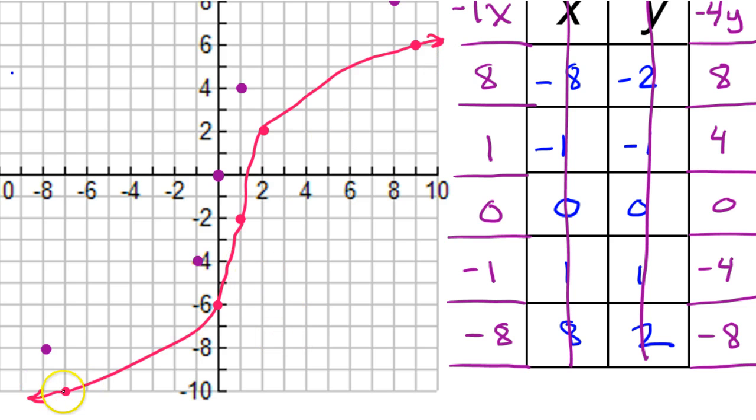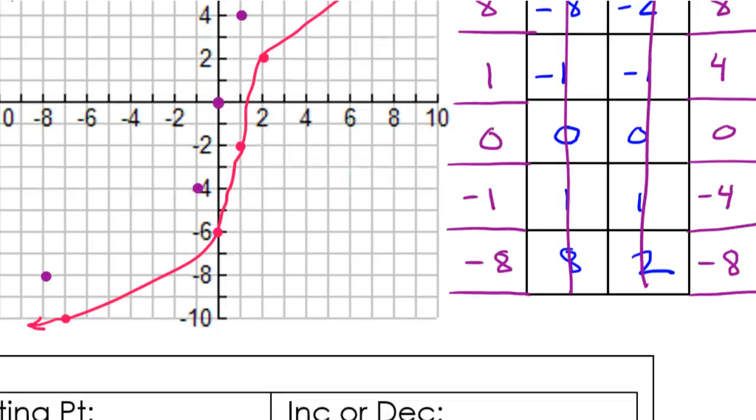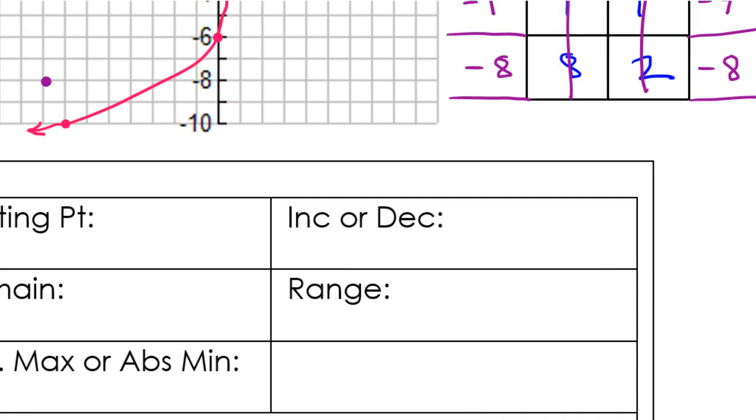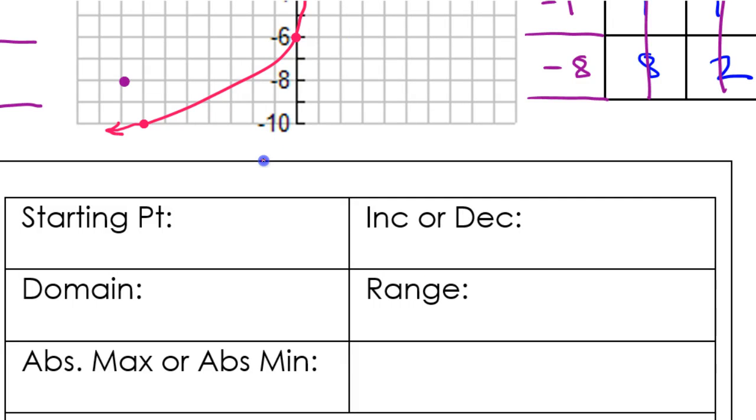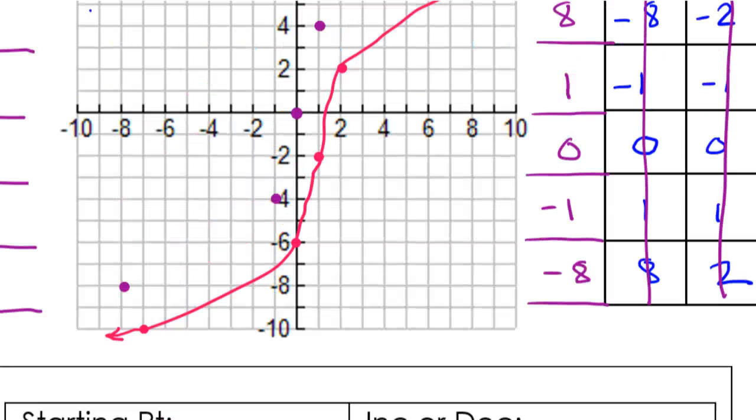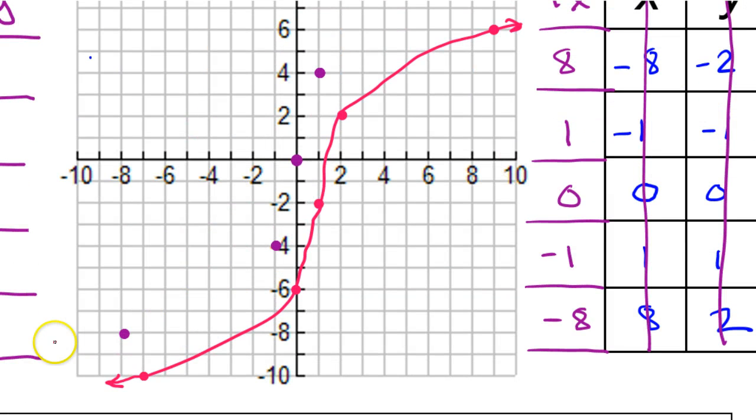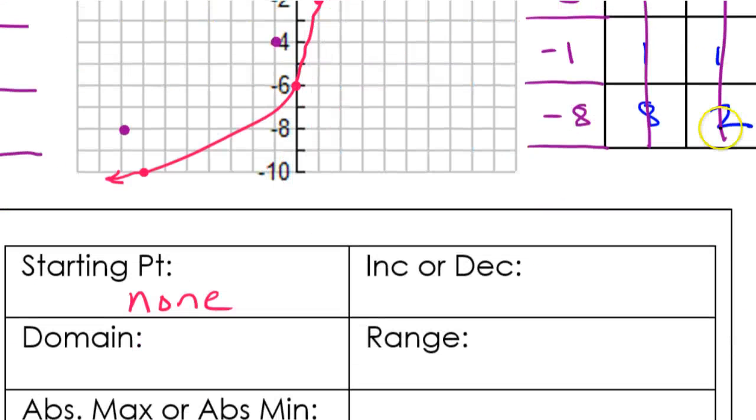Okay, so your graph should look something like this. And now we can answer all those little questions. Starting point, there's no starting point for a cubic function, so I'm just going to put none. Increasing or decreasing. Well, remember, as you read increasing and decreasing, you have to read the graph from left to right. And from left to right, this is just always going up, up, up, up, up. So that's increasing.